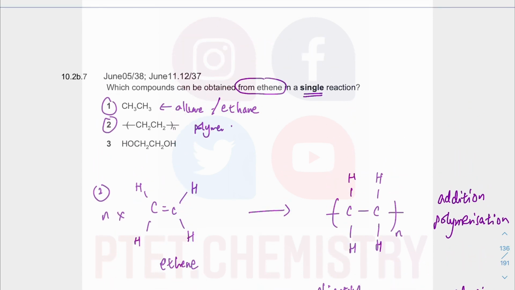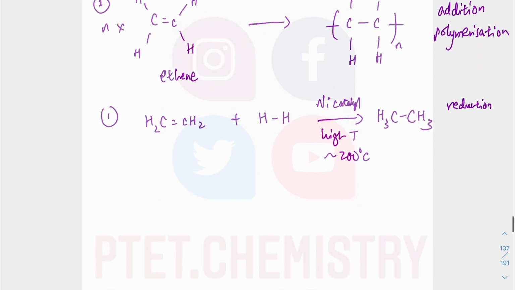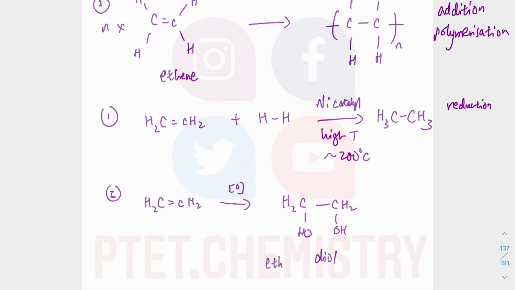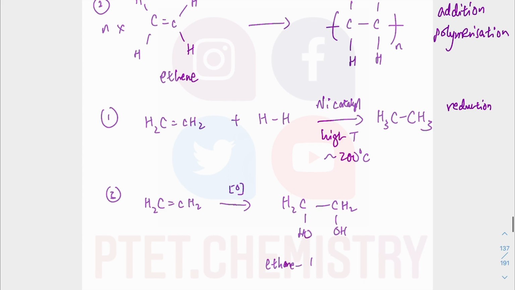Next one is a diol. Number 3 is a diol. It's ethane-1,2-diol. And we just covered in the previous question that you can get from an alkene to a diol. You can do oxidation, and you can get the diol. So CH2OH, CH2OH. That is your ethane-1,2-diol, because you have an OH at the 1 and 2 positions.